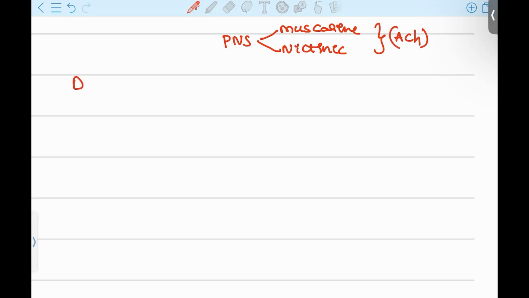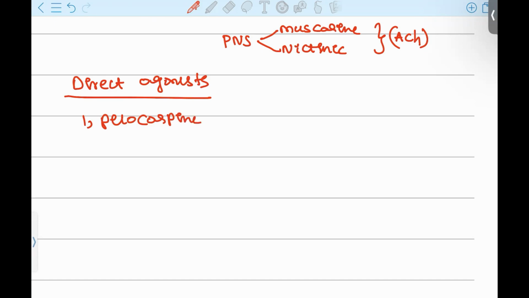So what are those direct agonists and indirect agonists? The direct agonists are, first, pilocarpine. We all know this drug is given to patients suffering from closed angle glaucoma. Why do we give it in closed angle glaucoma? This will cause miosis, right? If the patient has mydriasis, the patient will have closed angle glaucoma, where the iris is already closed. If you cause miosis, pinpoint pupils will come and the decreased tension will be seen in this patient, right? Pilocarpine is one of those drugs.